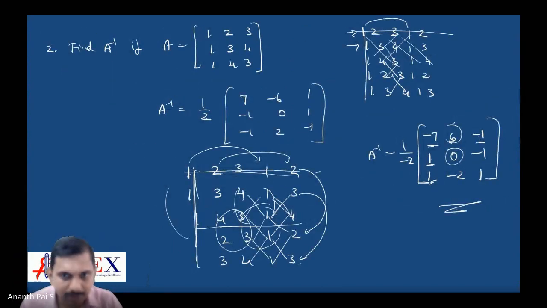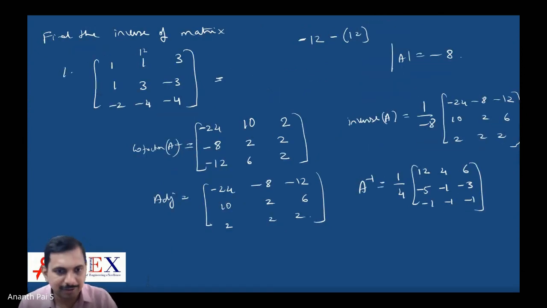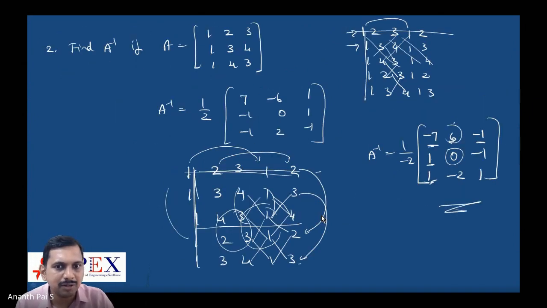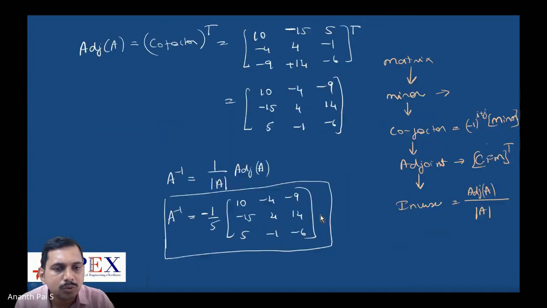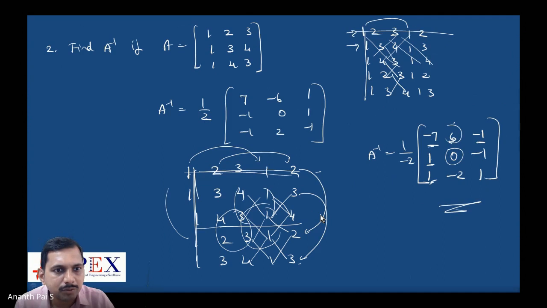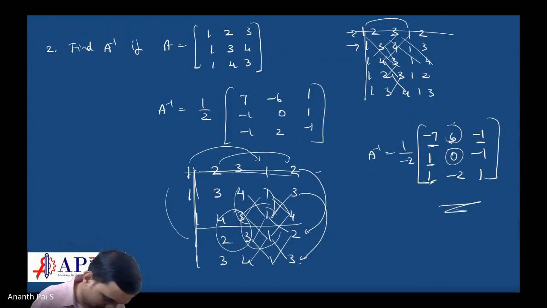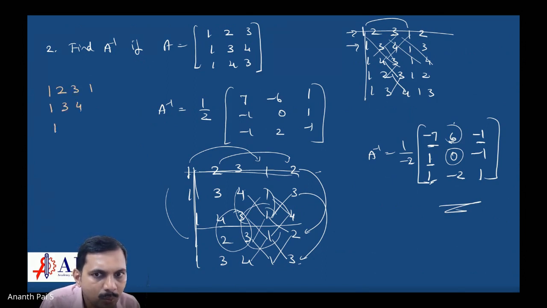Now, a shortcut. See, this shortcut is very easy. So we have done adjoint, the same thing. What we have to do here is, you are anyhow finding it. See, 1, 2, 3, 1, 3, 4, 1, 4, 3. And you have to write 1, 1, 1, 2, 3, 4. You can find it, is it not?